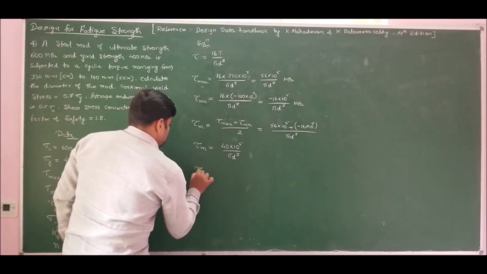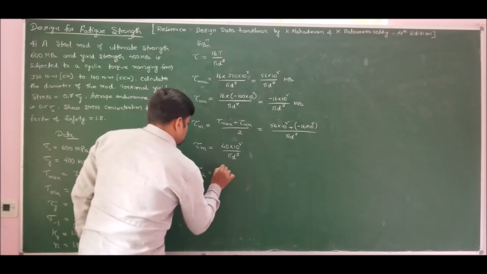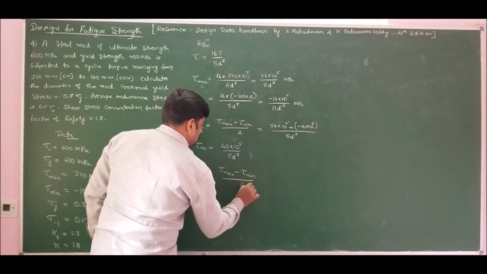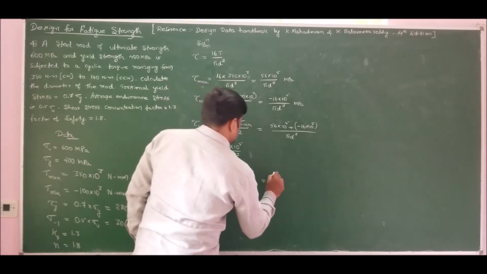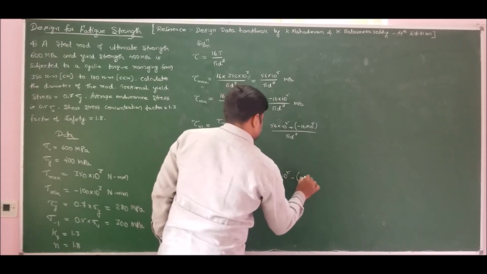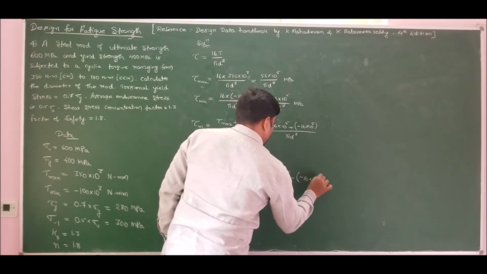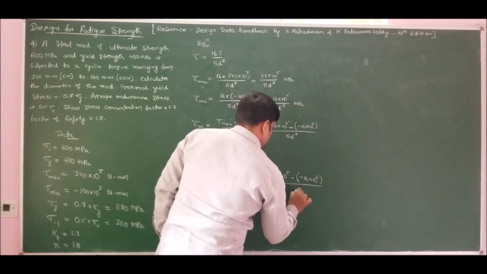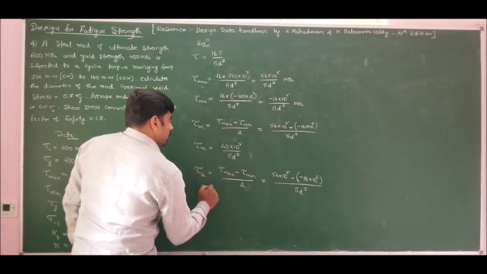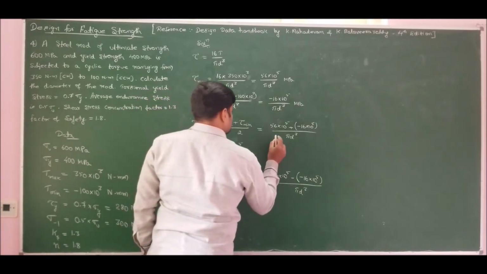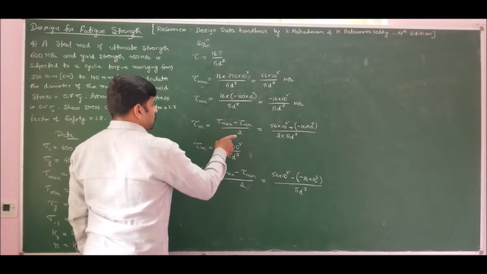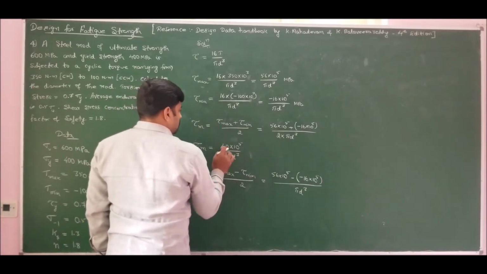If I find amplitude shear stress, tau amplitude is equal to tau max minus tau minimum by 2, which is further equal to tau max, which is known, 56 into 10 to the power of 5 minus of minus 16 into 10 to the power of 5, divided by pi d cube common, and I should divide it by 2. So very important, it is tau max minus tau minimum by 2. If I divide it by 2, I will get the value as 20.